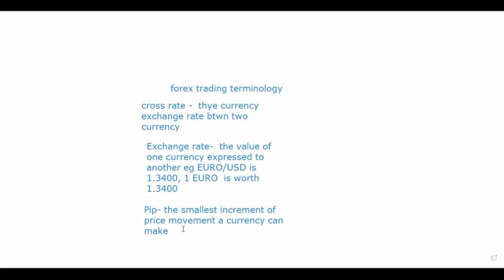For example, you might have the value 1.3400. Then it moves to 1.3401. So there is a movement. That's when we say the PIP: the increment, the change of the value, that movement in the current value. That is the meaning of the word PIP. Then from there we go.